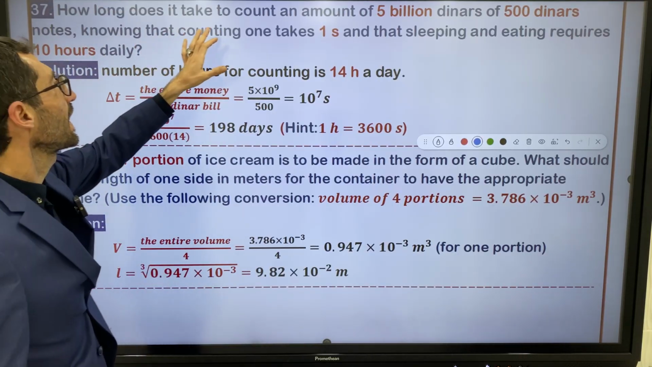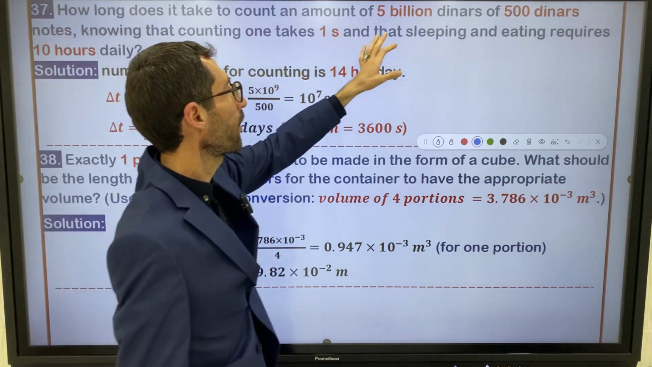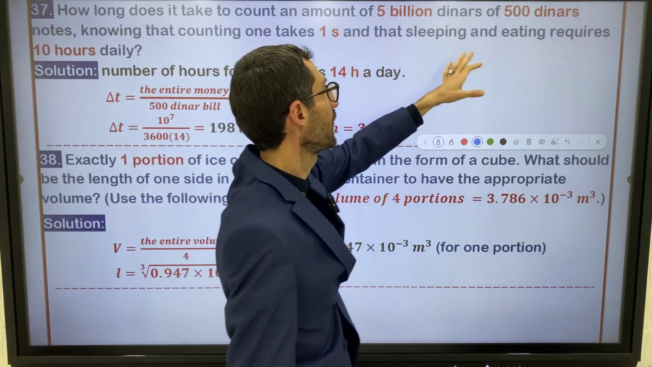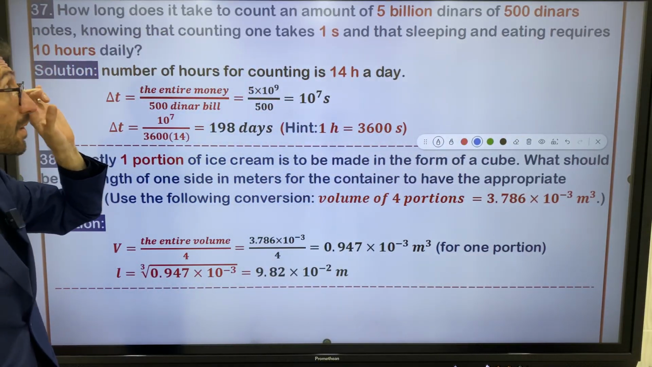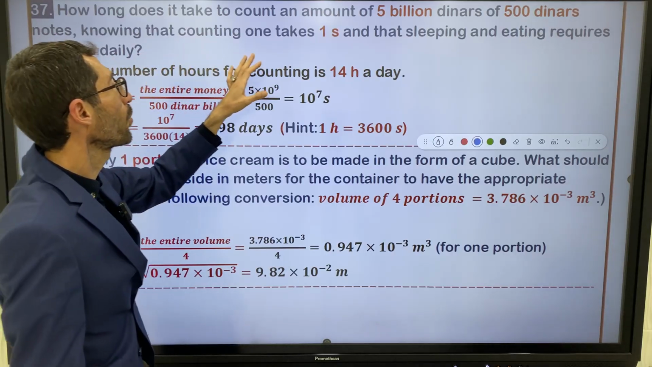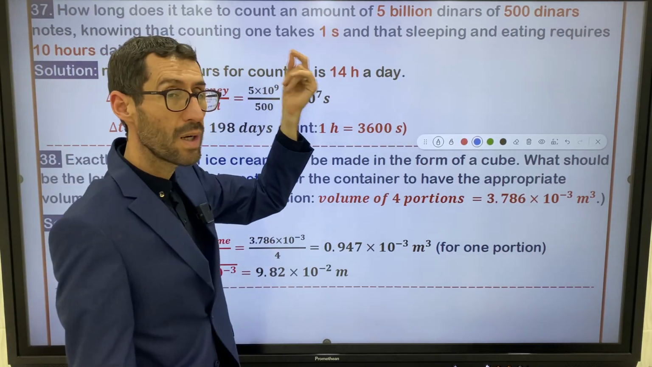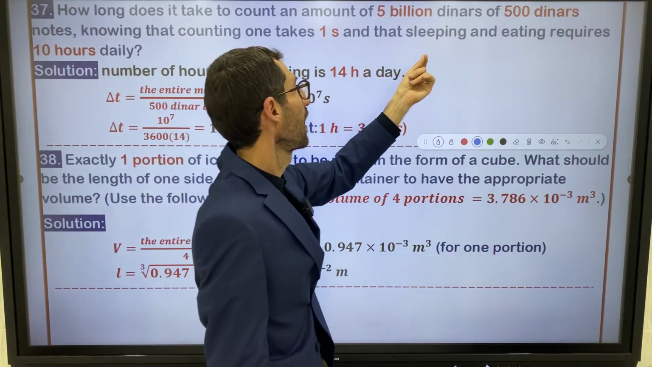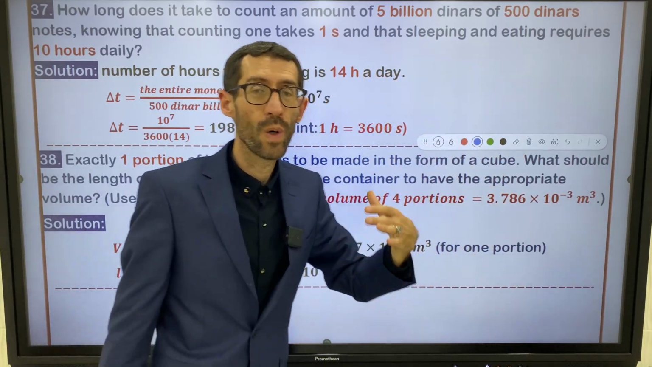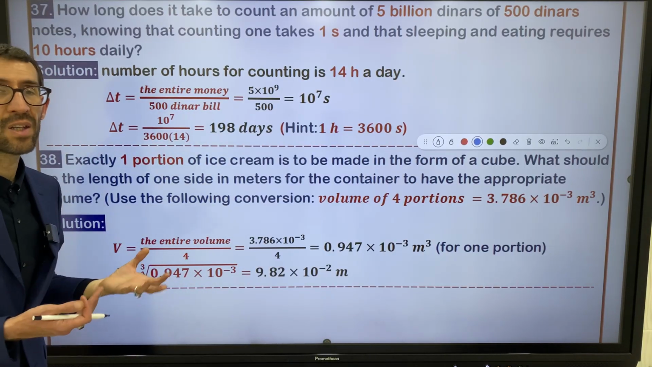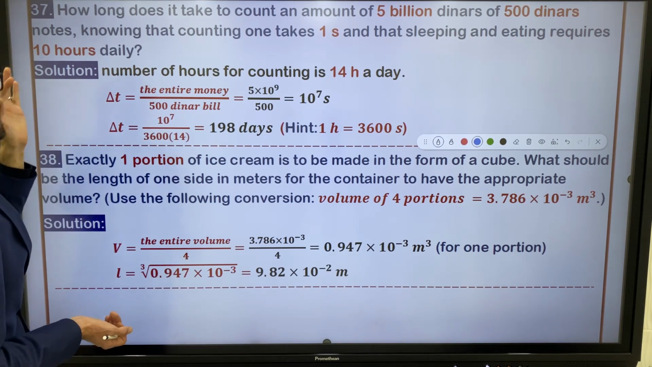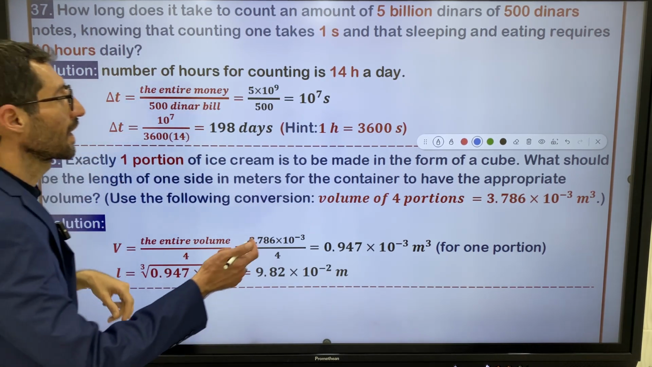How long does it take to count an amount of 5 billion dinars of 500 dinar notes? Knowing that counting one takes 1 second and that sleeping and eating requires 10 hours daily. So what's the question? What is unknown? What do we look for? It says, how long does it take?